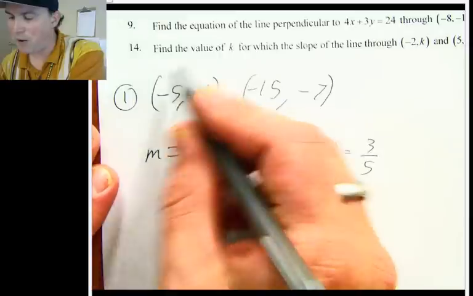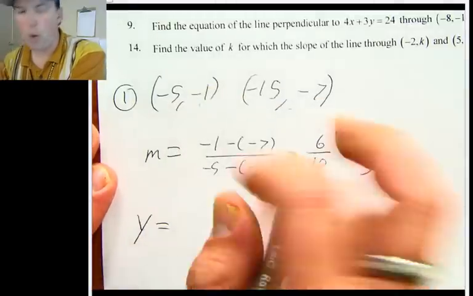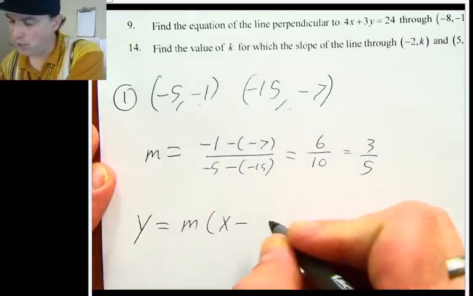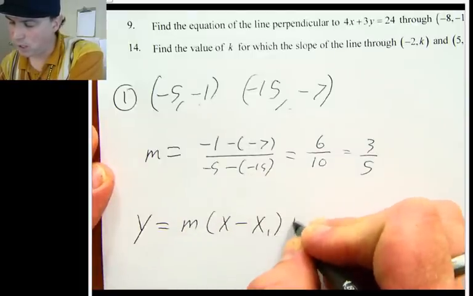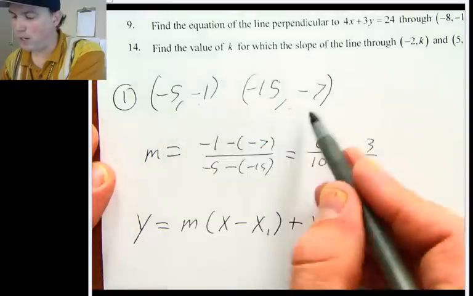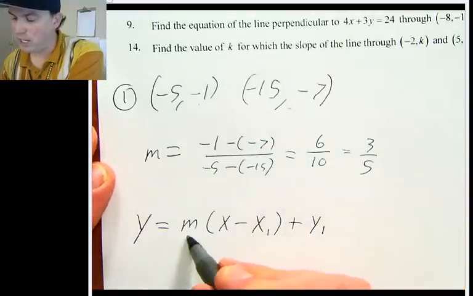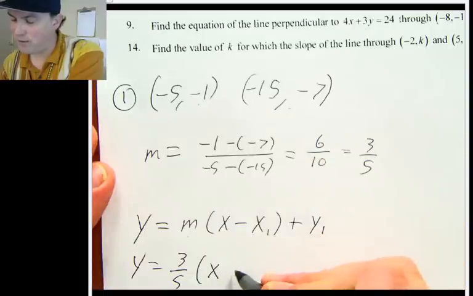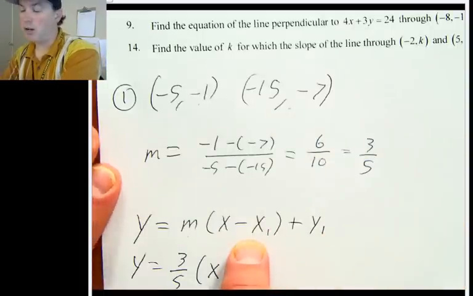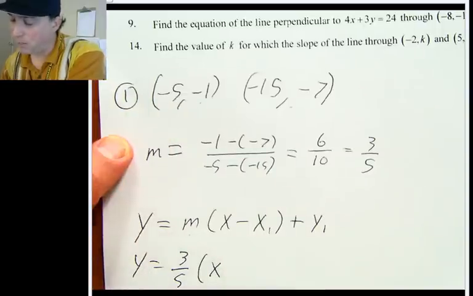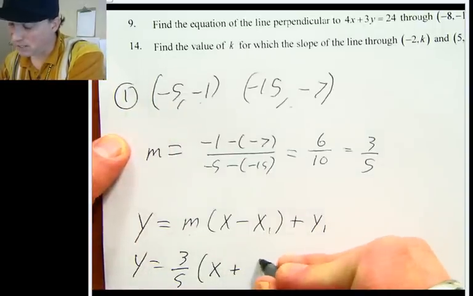It does not matter which point you want to plug into your equation. Friendly reminder of what point-slope form looks like. Now we're going to plug the slope and one of these points into the equation. Everywhere I see an m, I plug in 3/5. The x stays the same. And if I plug in (-5, -1), well, it says minus here, and the x-coordinate's negative. Negative of a negative creates a positive, so +5.